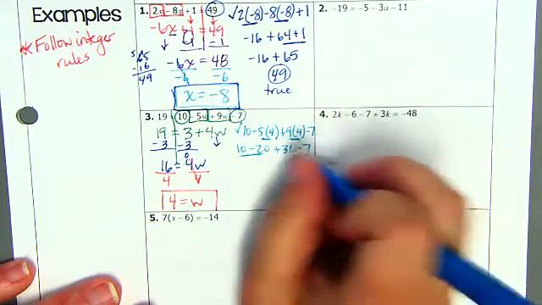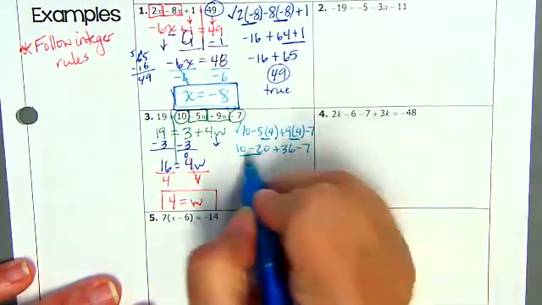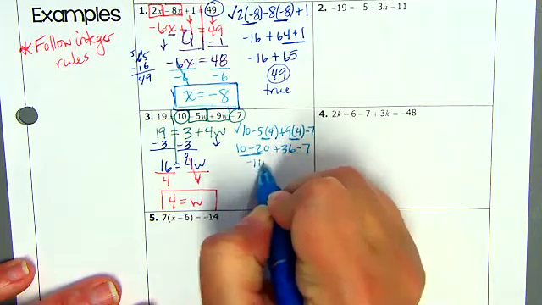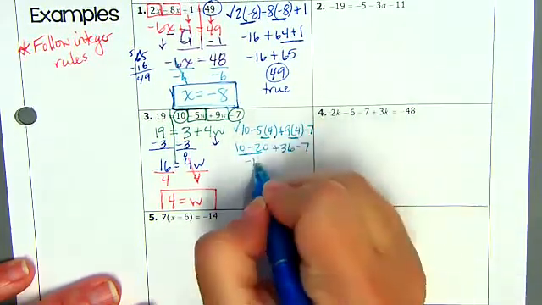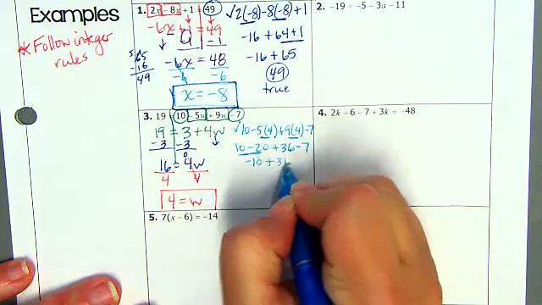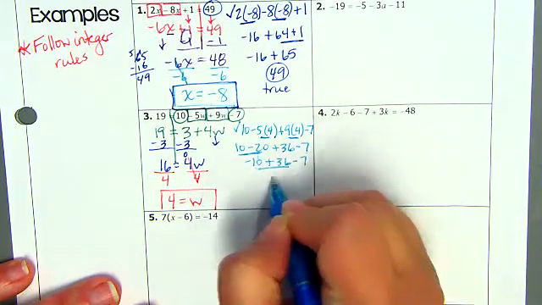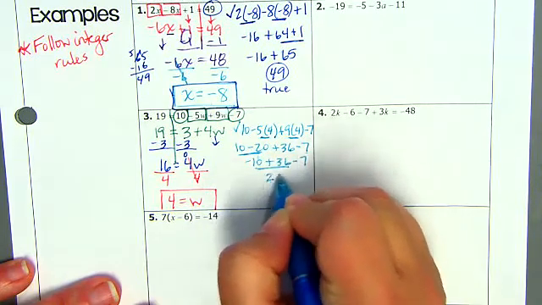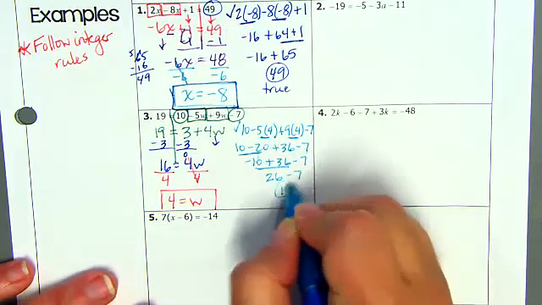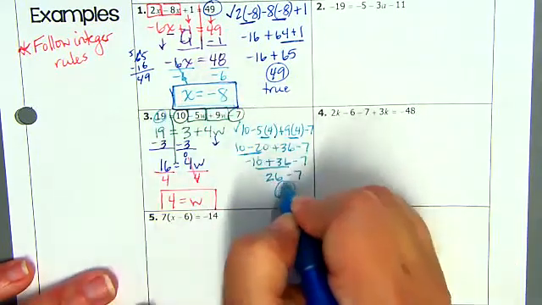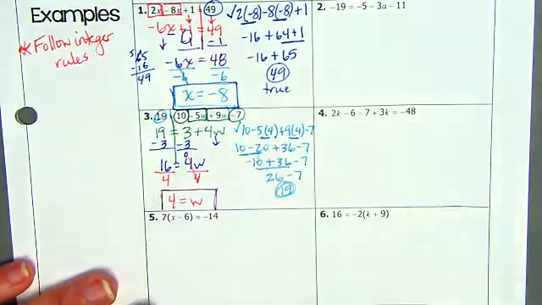We'll go through and do this like you're supposed to. So that's going to give me negative 10 plus 36 minus 7. And that's going to give me a positive 26 minus 7, which gives me 19. They're the same, so therefore this is my correct answer.